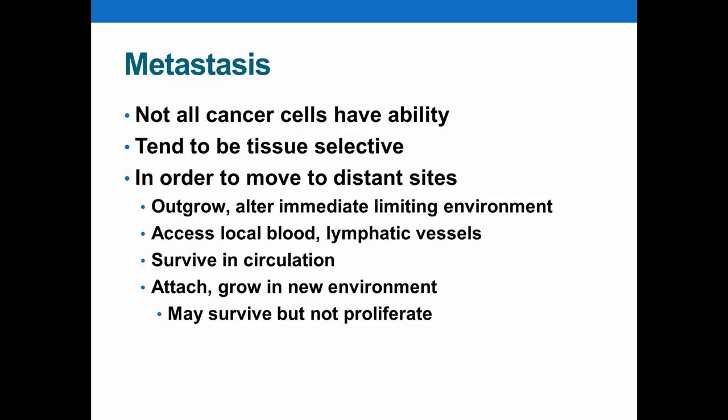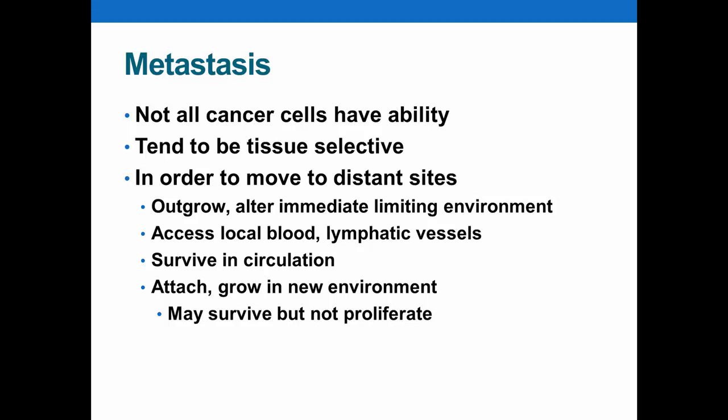Now, in order for a cancer to metastasize, or cancer cells to metastasize or move to distant sites, they have to be able to do some very specific things. First off, they certainly have to be able to outgrow and alter their immediate limiting environment. Now, we know that locally they're very good at that, but can they get even beyond any immediate environment limitation? They have to be able to access local blood and lymphatic vessels. So then they have to be able to detach themselves from the extracellular matrix through secretion of proteases.